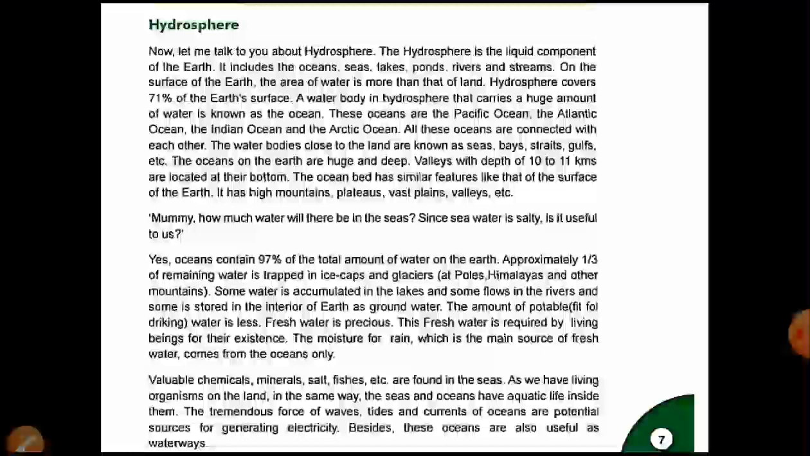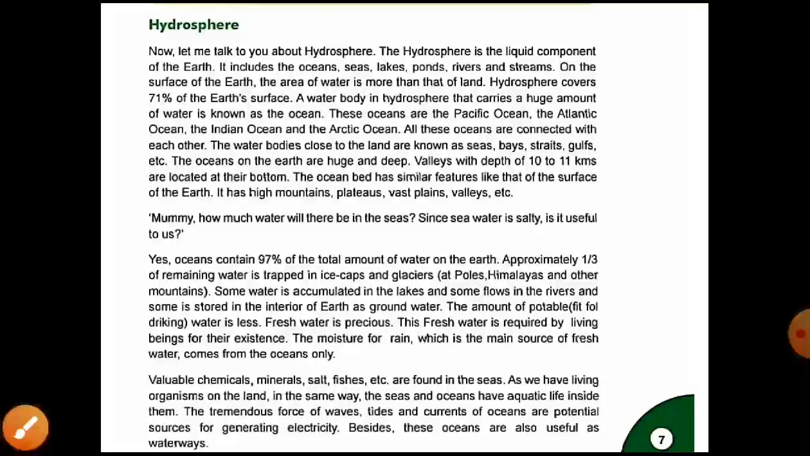Now next one, hydrosphere. Let me talk to you about the hydrosphere. The hydrosphere is the liquid component of the earth. It includes the oceans, seas, lakes, ponds, rivers and streams. On the surface of the earth, the area of water is more than that of land.